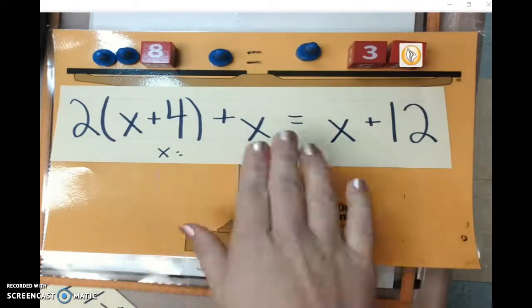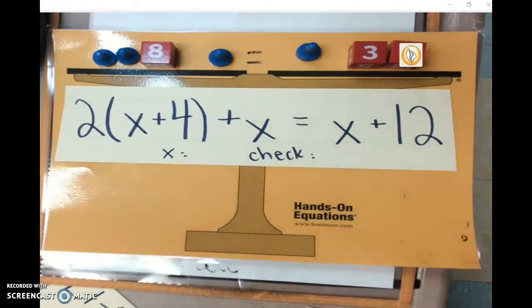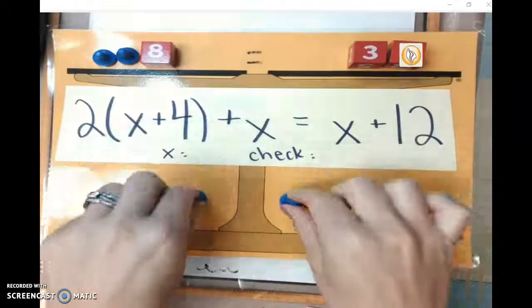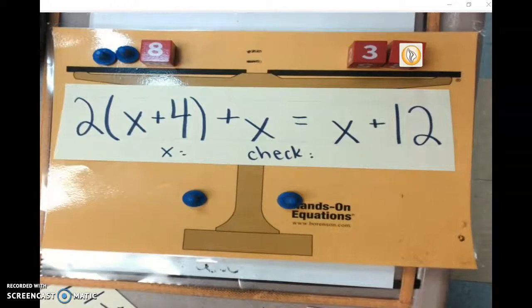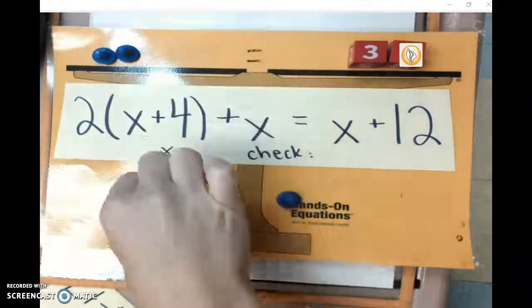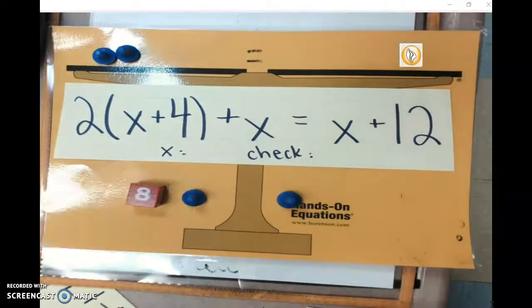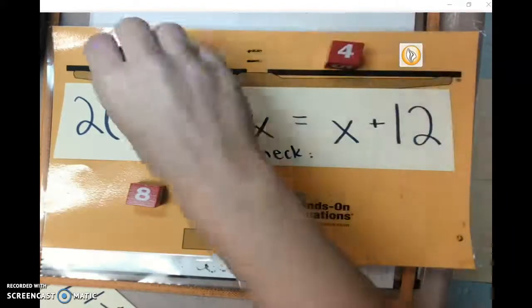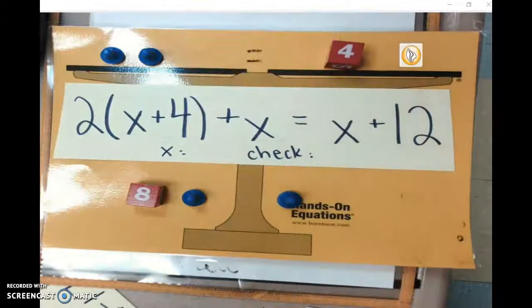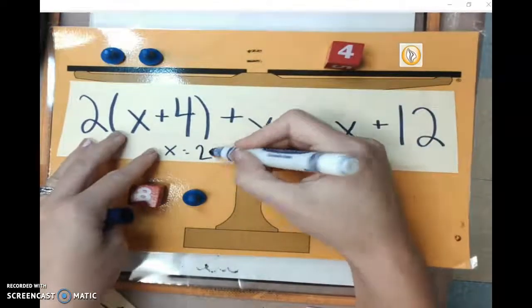All right, so let's go ahead and use our legal moves. We're going to go ahead and remove a pawn from each side. And now we're going to remove a value. So we remove 8 from this side. We're going to remove 8 from this side. And 12 minus 8 would leave us with 4. x plus x equals 4, or 2x equals 4. So that tells us x is going to be 2.